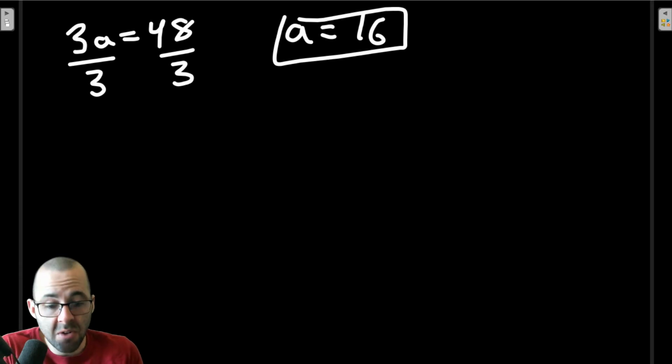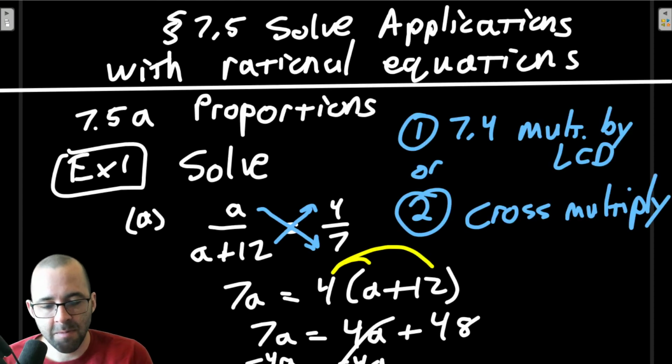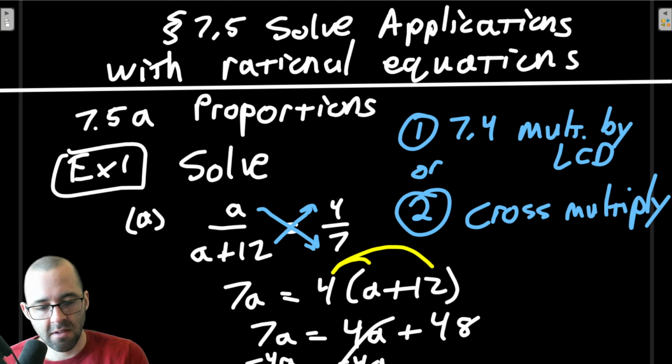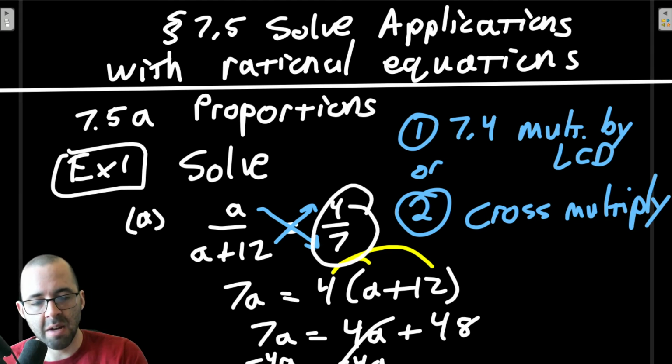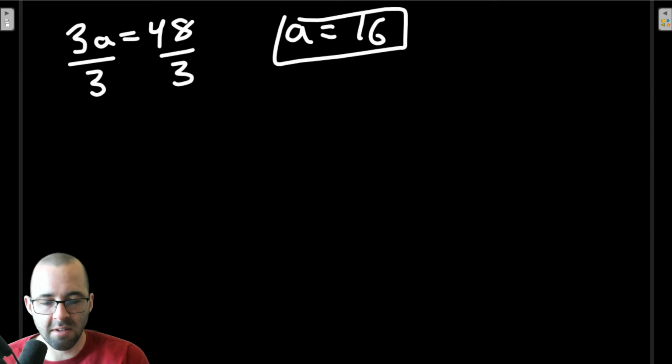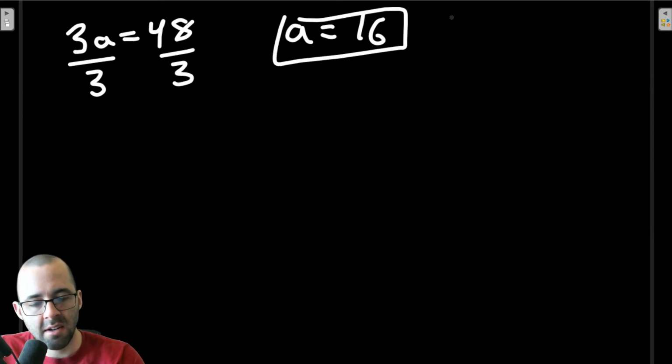So just like rational equations, we need to always make sure that we're never dividing by 0. Dividing by 0 is no good, all right? If A is 16, well, there's no divide by 0 error here. And if A is 16, this denominator is 28. Great, nothing's undefined. No divide by 0. 16 is a good answer. All right, and we're done.